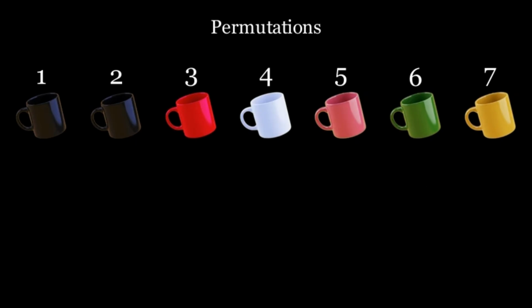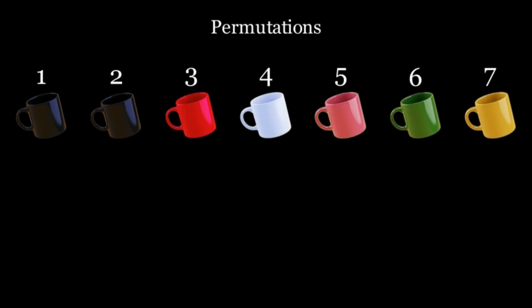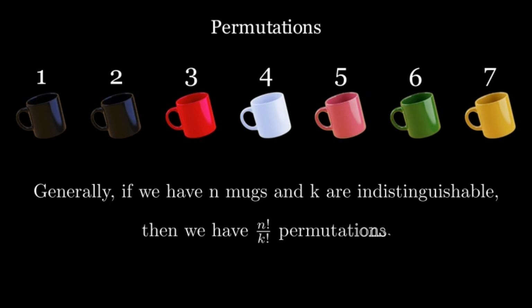This brings us to the result. If I have 7 mugs and 2 of them are indistinguishable, then I divide out the permutations of the indistinguishable. 7 factorial divided by 2 factorial. So let's generalize this. If I have n mugs and k of them are indistinguishable, then I will have a total of n factorial divided by k factorial permutations.